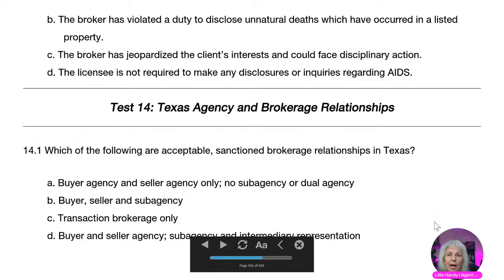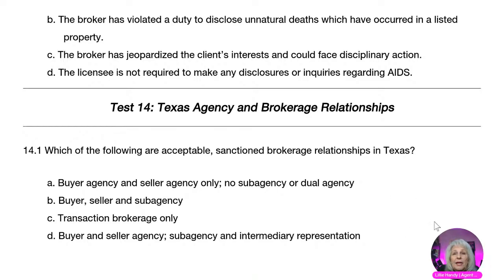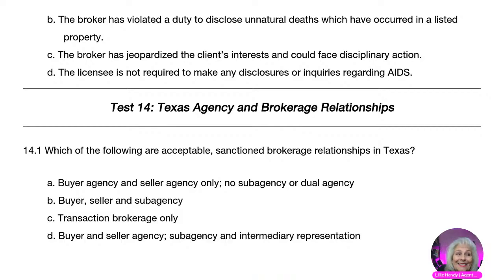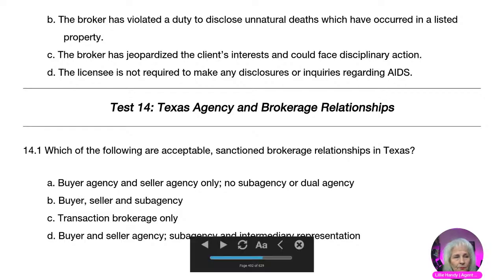Sub-agency is where the buyer doesn't want to have an agent represent them, but they want a buyer agent to write the contract. That buyer agent legally represents the seller and may not share information with the buyer, just as if they were representing the seller.